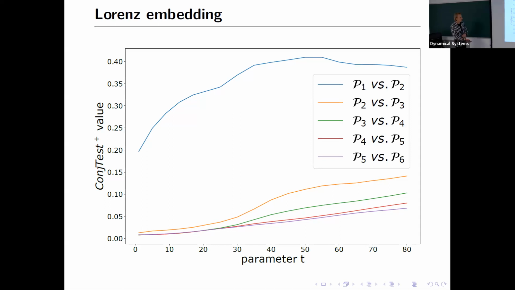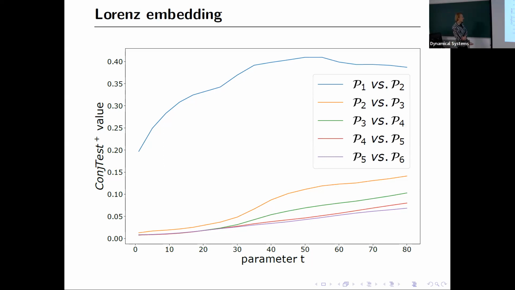3 versus 4 gives, let's say, relatively small values of the conjugacy test, let's say less than, I don't know, 25. So this sample also says that embedding in dimension 3 is, let's say, enough. I mean, passing to higher dimensions does not give you much more information about the system.